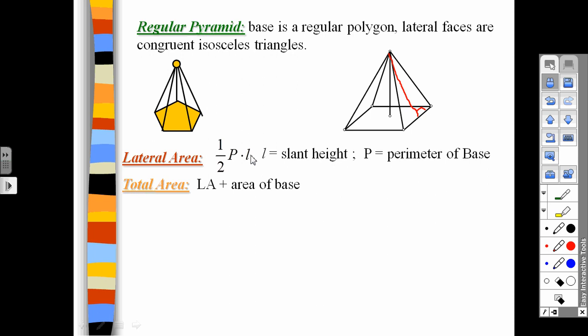Okay? If you don't remember this formula, you can always do it the manual way, where you're just adding up the areas of all 4 of the isosceles triangles, or in the pentagon case there would be 5 isosceles triangles. And then the total area is going to be the lateral area added to the base of the pyramid. Okay? So let's do an example.